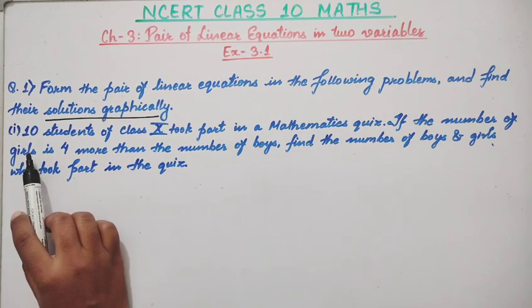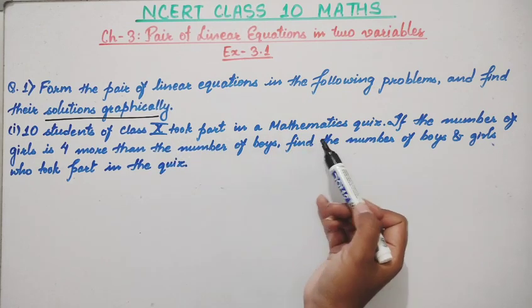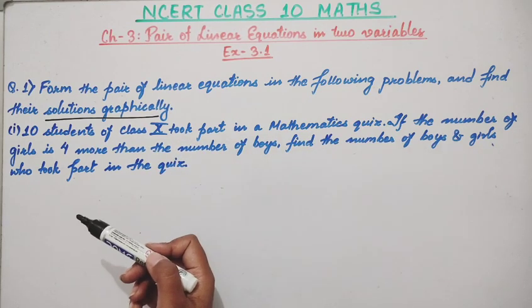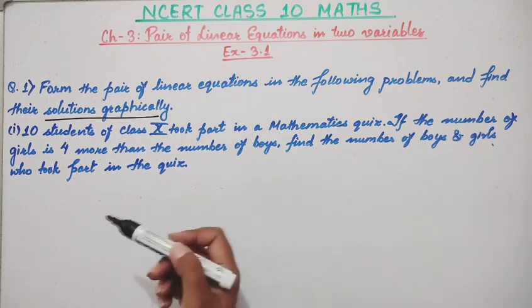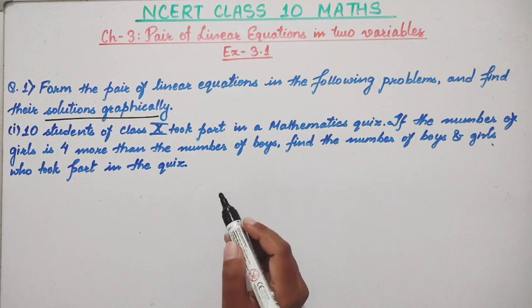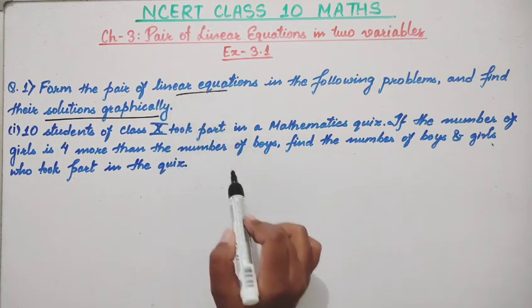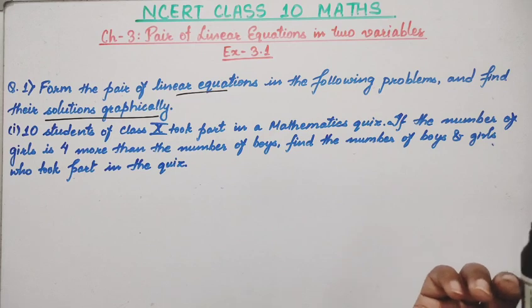Now question number 1. We have 10 students of class 10 took part in a mathematics quiz. If the number of girls is 4 more than the number of boys, find the number of boys and girls who took part in the quiz. First of all, we have to find the linear equations over here. Linear equations means those equations which create a straight line.